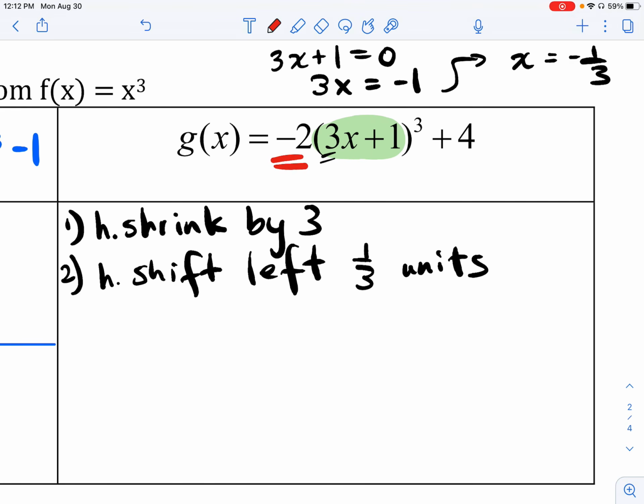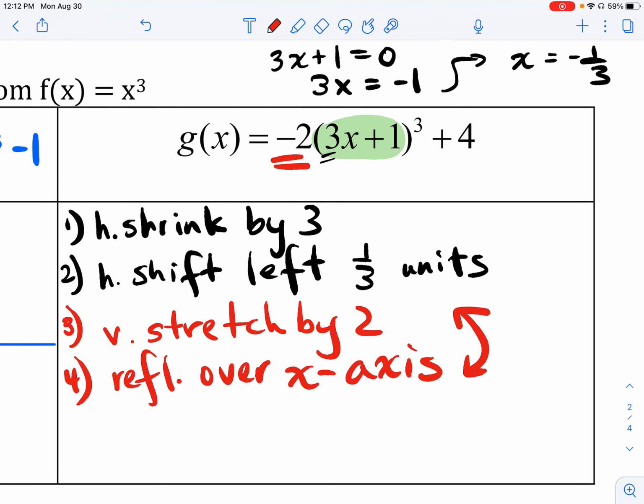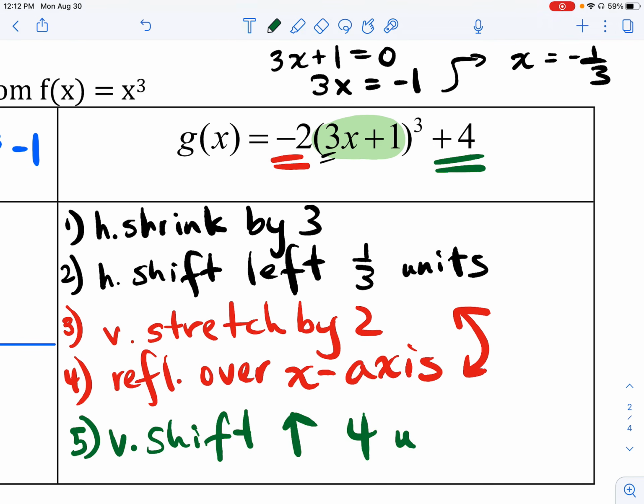All right, now let's move on to this part here. Now we're doing the vertical transformations. So again, pretty similar to what we did in the first problem. We have a vertical stretch by 2, and then a reflection over the x-axis. And again, you could have flipped this order and been totally fine. And let's do the final transformation, which is a vertical shift up 4. Okay, and so that would work as well.